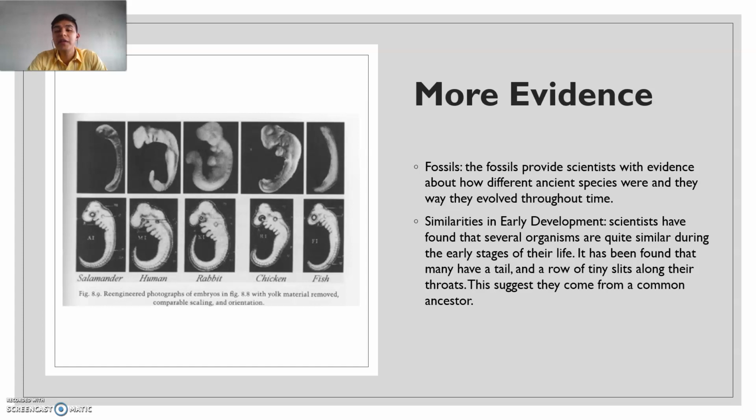Similarities in early development, which is what I was telling you about, the similarities in the embryos. Scientists have found that several organisms are quite similar during the early stages of their life. It has been found that many have a tail. You can observe that right here, all of them have a small tail, which later on might or might not disappear. And it has been found that they have a tail and a row of tiny slits along their throats.